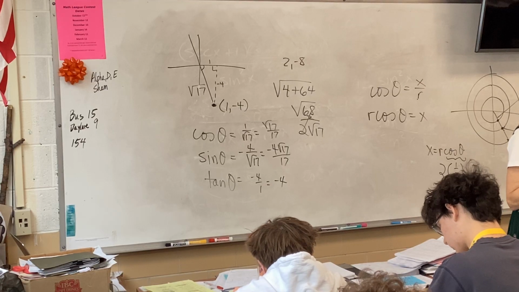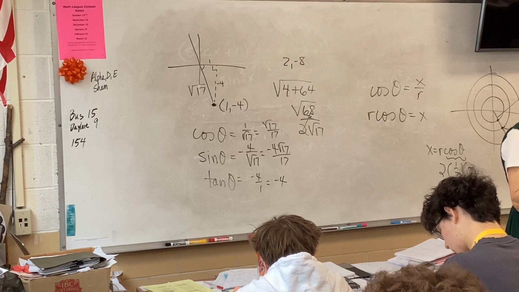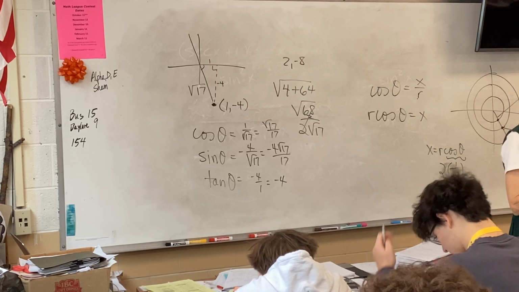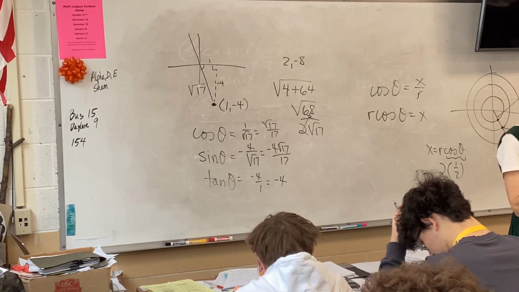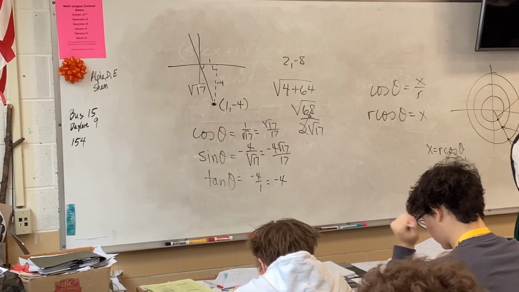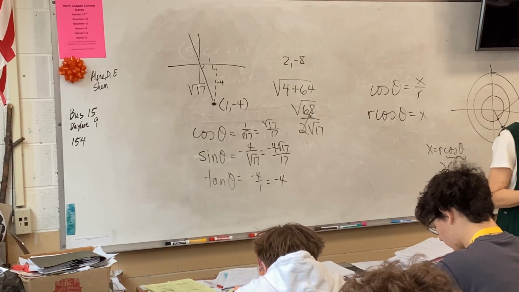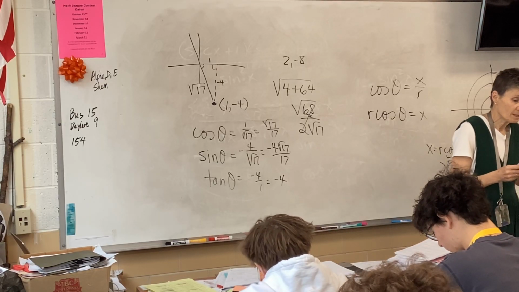f of 41 would be the same as f of 1, which is 0.3, 0.4, something like that, right? Good? All right, next. An angle is shown in standard position.